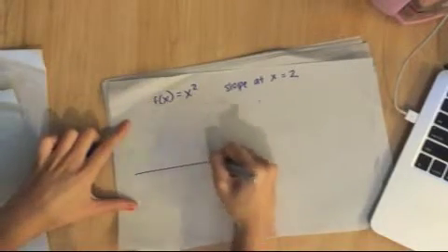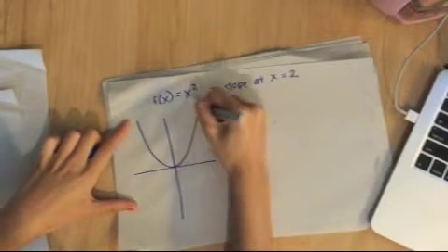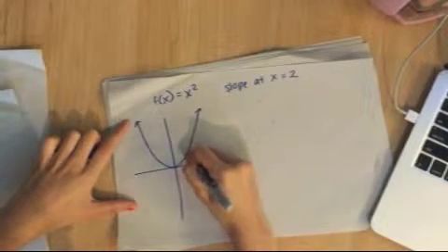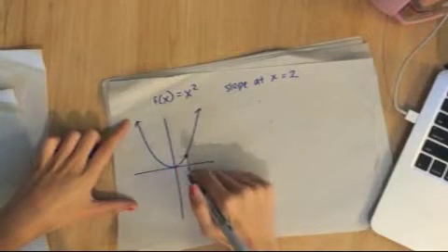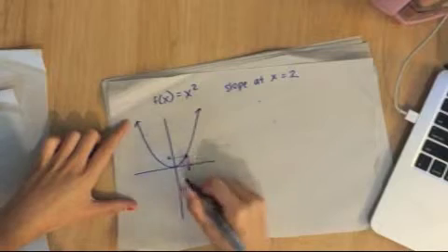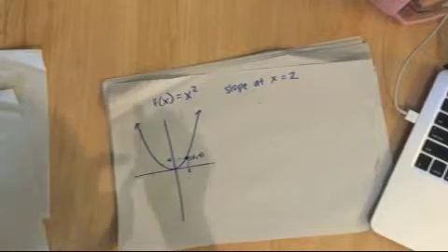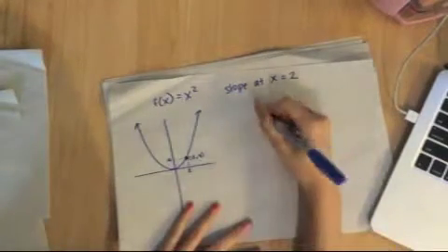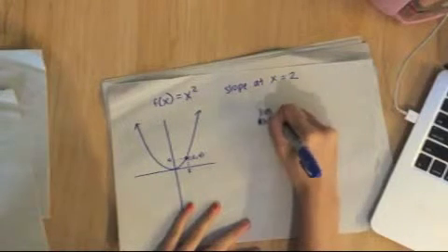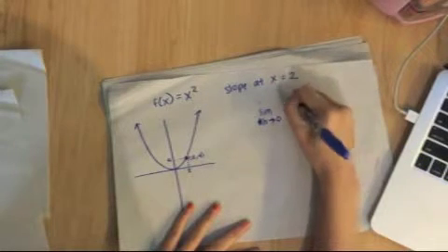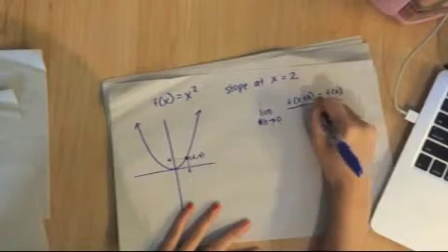So let's just draw our function. It's a classic parabola. So this is x squared, and say this is 2, and 2 squared is 4. So our coordinate here is 2, 4. And using the definition of a derivative, let's review that. So limit as h approaches 0 of f of x plus h minus f of x all over h.